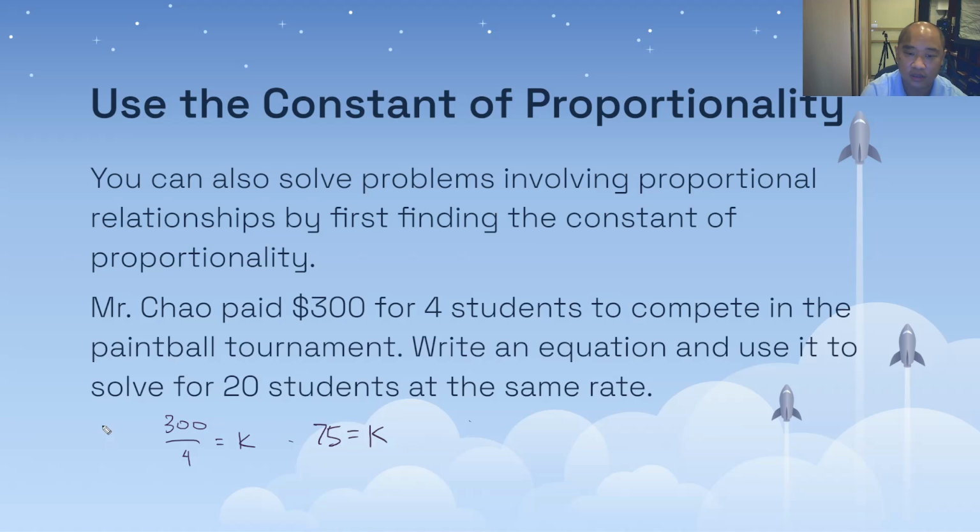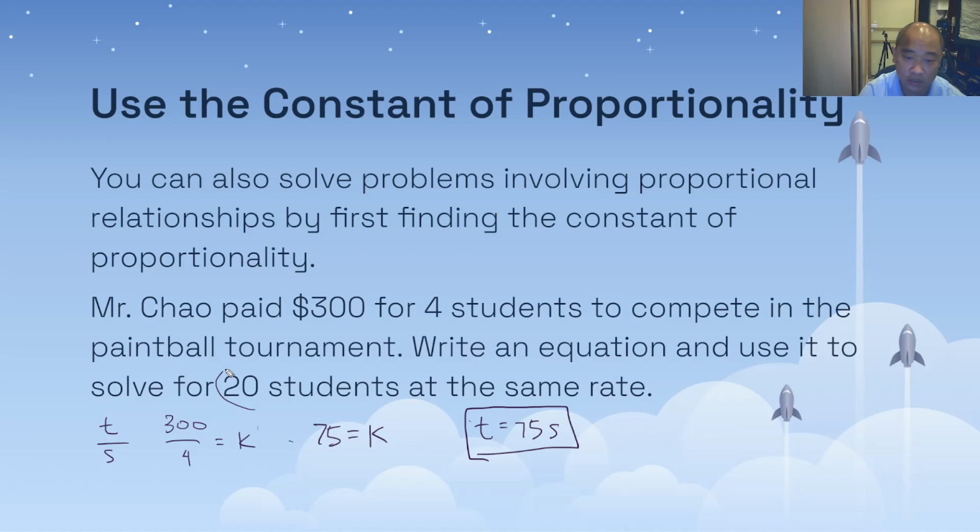So this is total cost, and this is number of students, and K then is cost per student, right? So our total cost is going to equal 75 times the number of students. So this is our equation that we wrote using the constant of proportionality. Then you're going to use it to solve for 20 students.